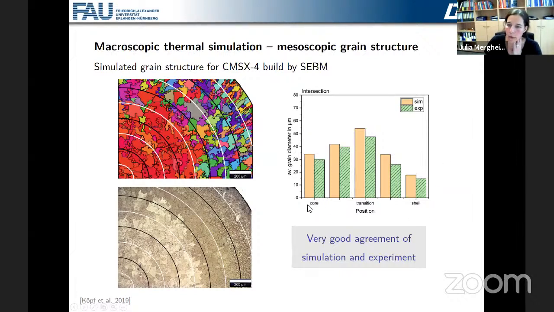And there we see a similar trend for simulation and experiment. So the average grain diameter from the core, which is here in the middle, to the shell, which is outside, increases first to the transition region, and then it decreases even further, so that we have the smallest grains here at the outside. The simulation always overestimates the results of the experiments a bit. And one reason for that is that the nucleation of grains is not included in the simulation, which is shown here. But still, there is a very good agreement of the simulation and the experimental results.